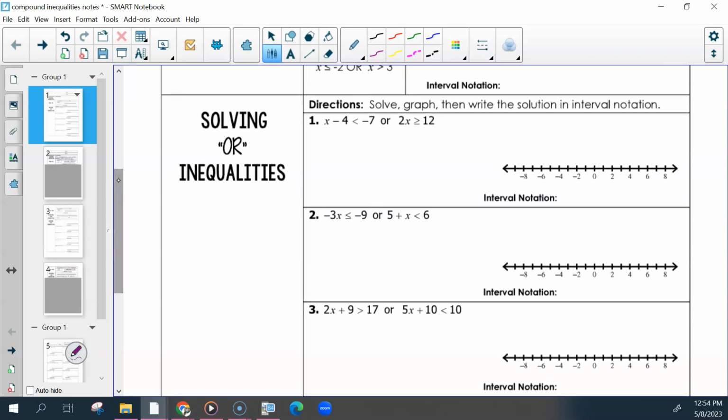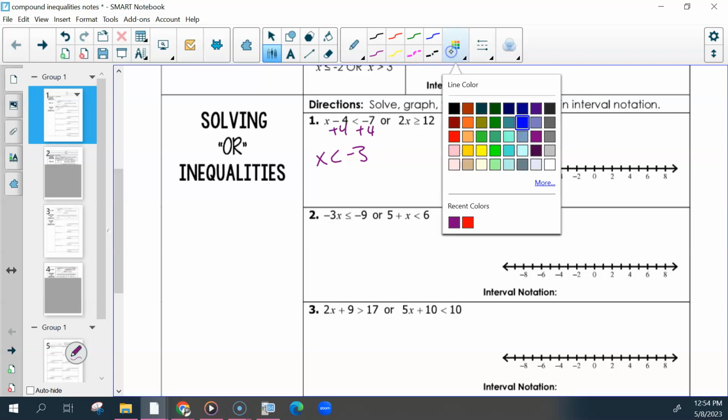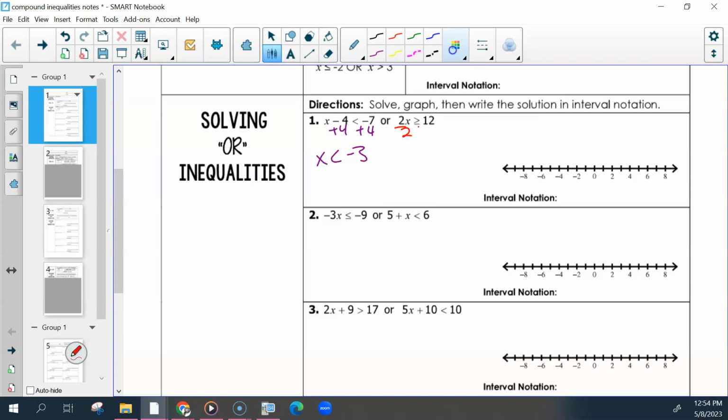Goal is still to get x by itself. So we would add 4 to this one. And that's it. For the other one, we would divide by 2. If I remember correctly, you only flip the inequality sign when you're dividing or multiplying by a negative. So if I divided by -2 on both sides, then the sign would change. But in this case, it was positive, so it's fine.